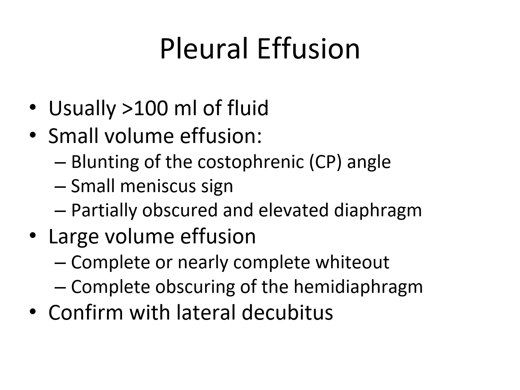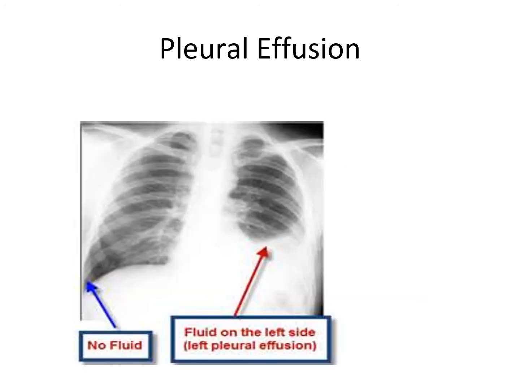A small meniscus sign just basically means kind of like a slice of a moon, like when a moon is just a sliver, basically. That's the meniscus sign. You could have a partially obscured and elevated hemidiaphragm compared to a large pleural effusion. We've seen one on the previous films where you have nearly a complete, they'll call it a whiteout, completely obscures the hemidiaphragm. And again, the best way to diagnose it is by a lateral decubitus film.